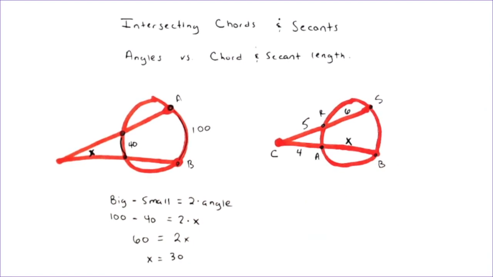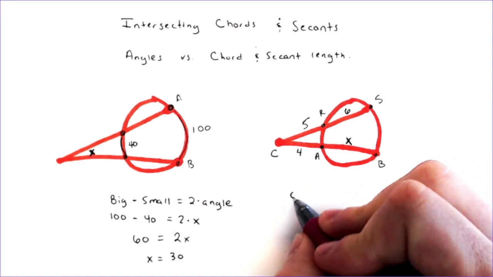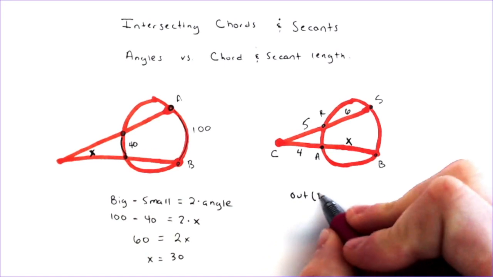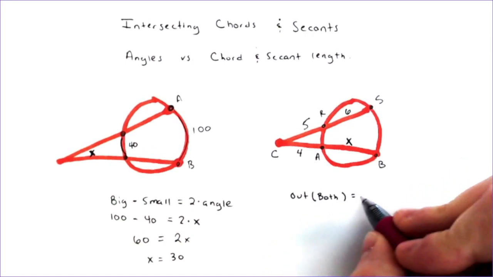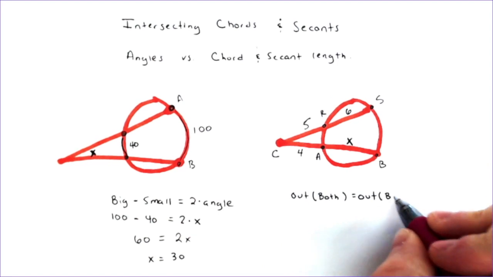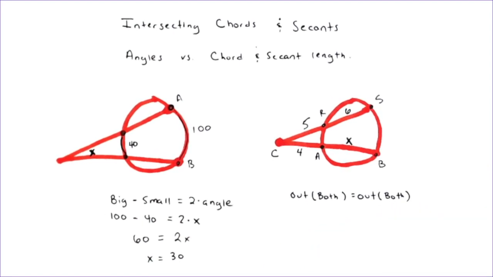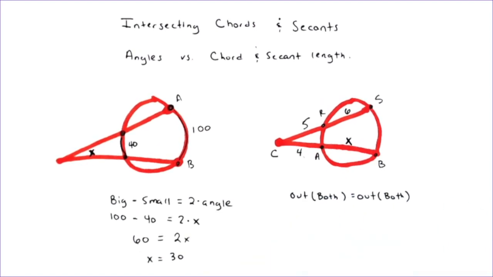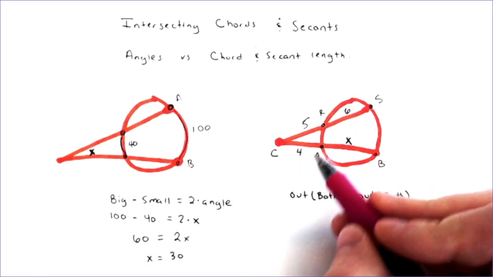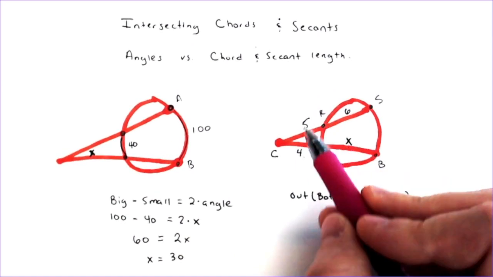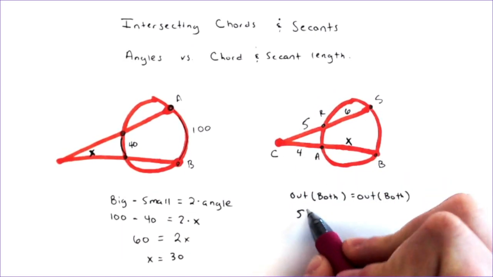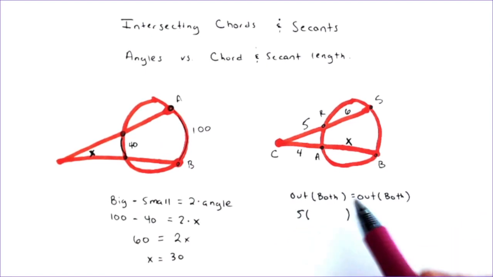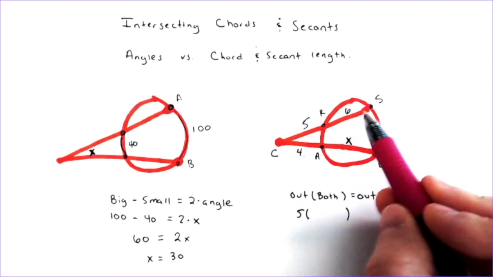Okay? So for these problems, they're going to be dealing with a completely different formula. And I call it the outside times both will have to equal the outside times both. And the outside in this case is referring to the 4 and the 5. So you can pick either the 4 or the 5 for either side of the equation. We're going to start with the 5. We got outside, which is 5. And both refers to the outside and this inside put together.